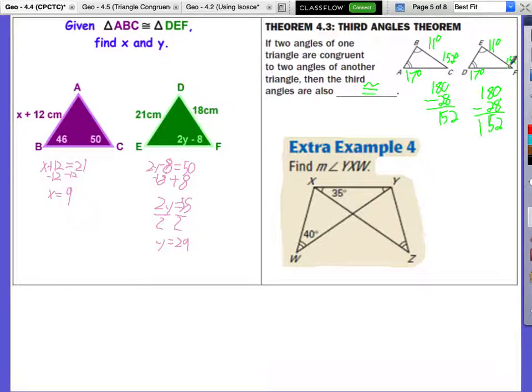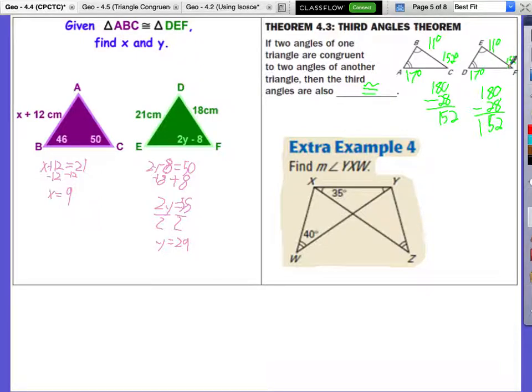Does that kind of make sense? Okay, anyone confused about that? Makes sense for sure. Okay. So we need to do this extra example, okay?